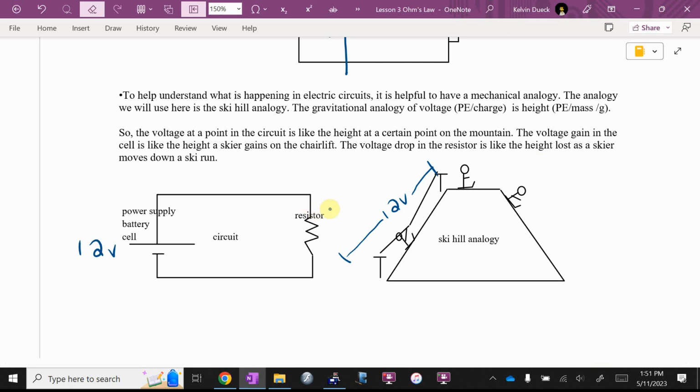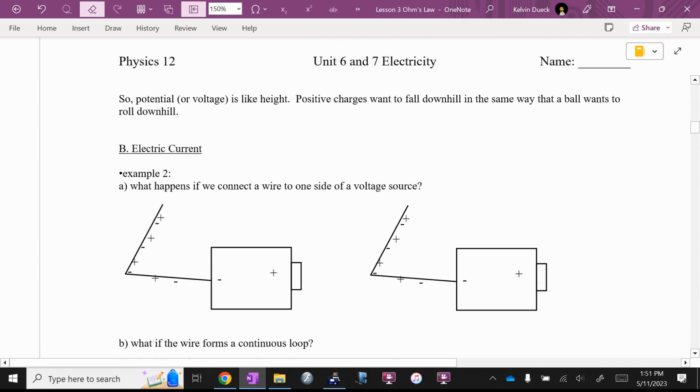So how many volts do you think we'll lose going through this resistor? If we're gaining 12 volts from the chairlift, how many volts must we lose going through that resistor? Be obvious. Yes. And so I'm going to treat the resistor like a ski hill. Now, technically, it's a 12-volt loss. It's negative 12. We don't bother putting the negative in. We all in the industry, we understand you lose voltage going through resistors. We're naturally lazy. We don't put the negative in front of it. We just say the word loss. So potential, or voltage, is like height. Positive charges want to fall downhill the same way a lifted object wants to roll down a hill.